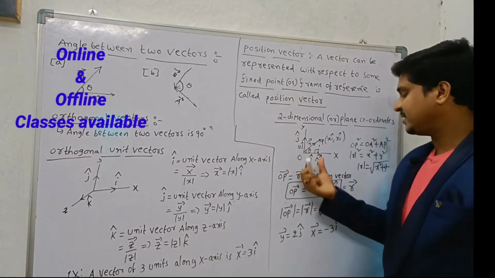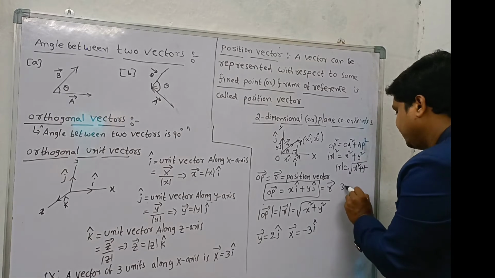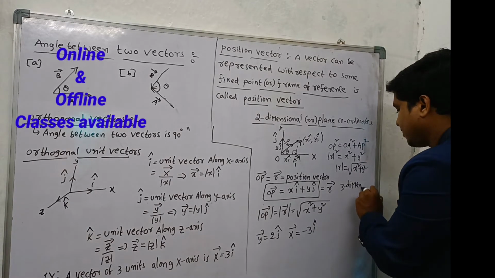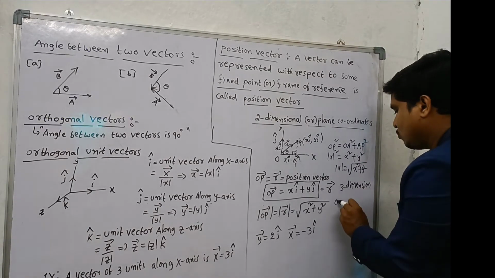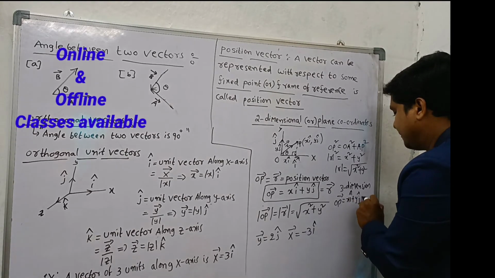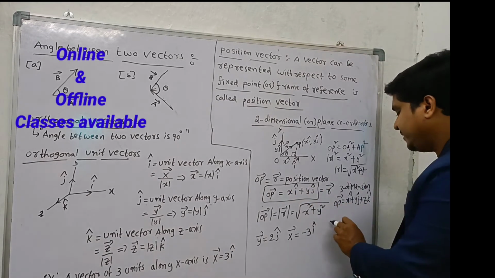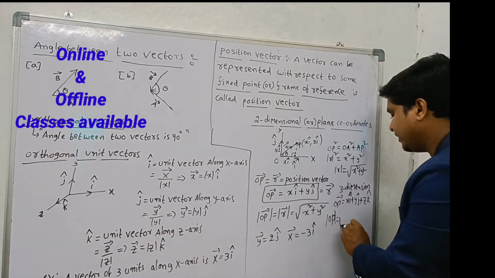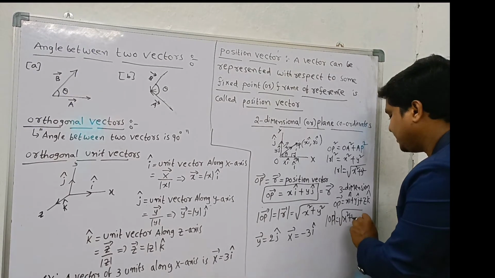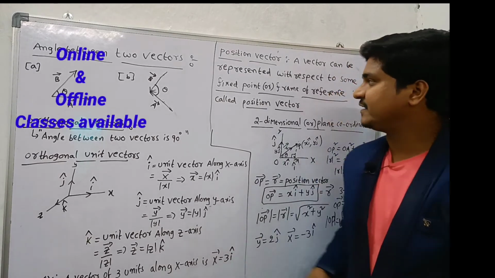So in three dimensions the position vector will be OP bar equals x i cap plus y j cap plus z k cap, and the magnitude will be mod OP or mod r bar equals square root of x square plus y square plus z square. So this is about the position vector concept.